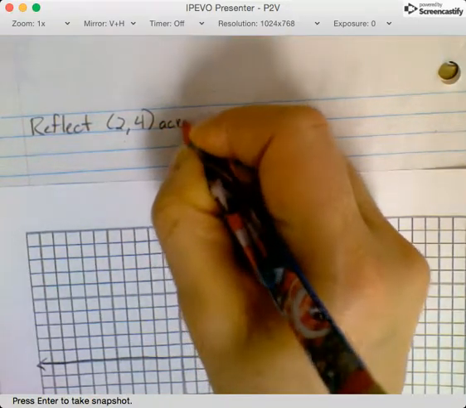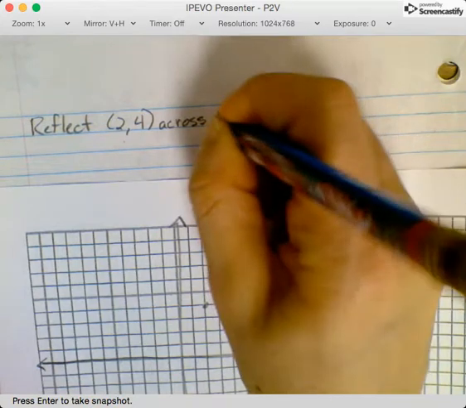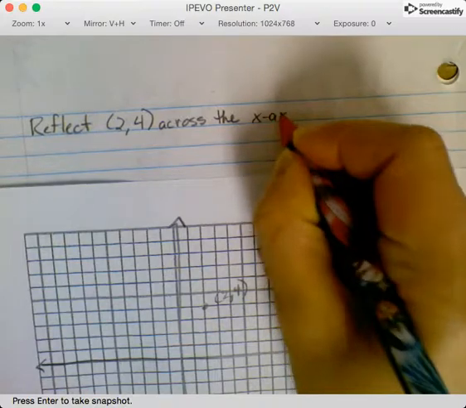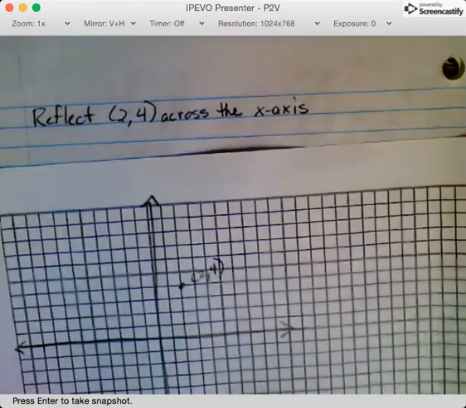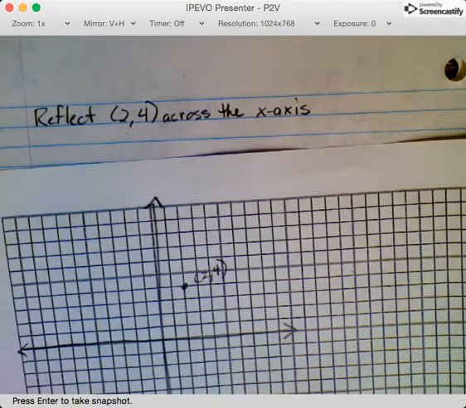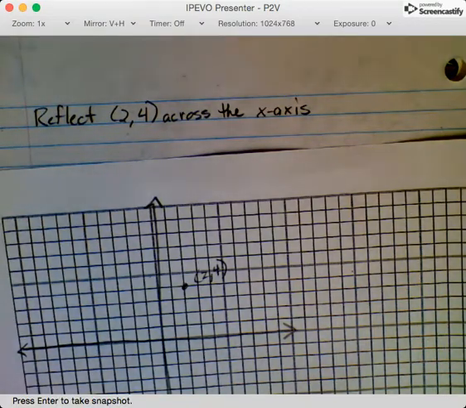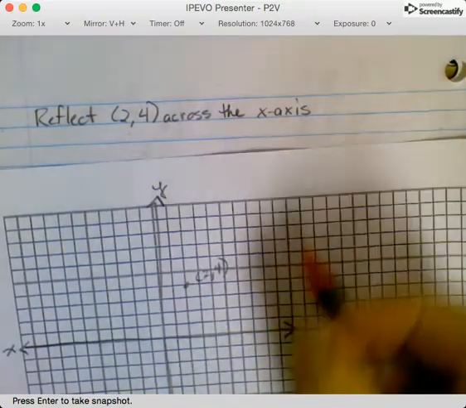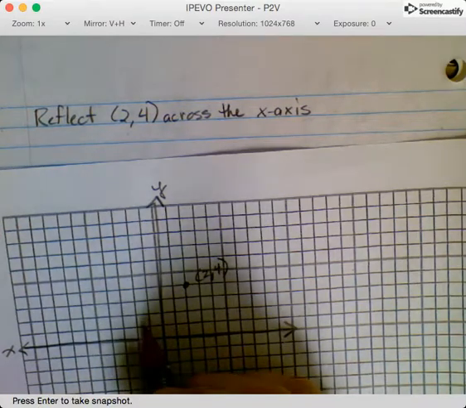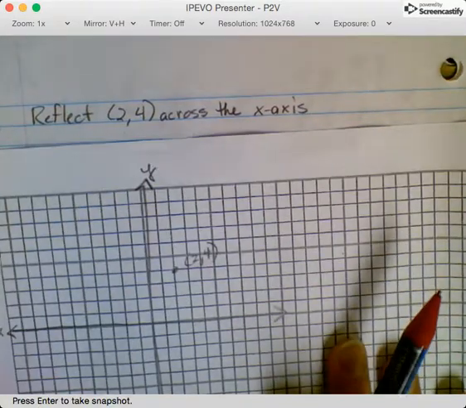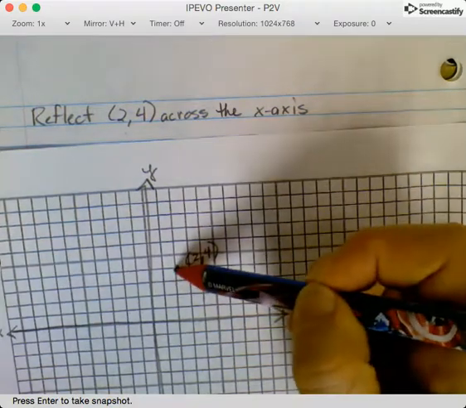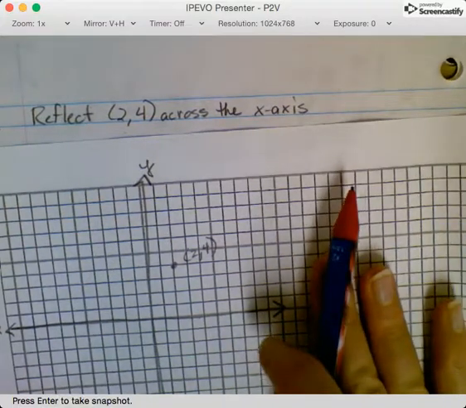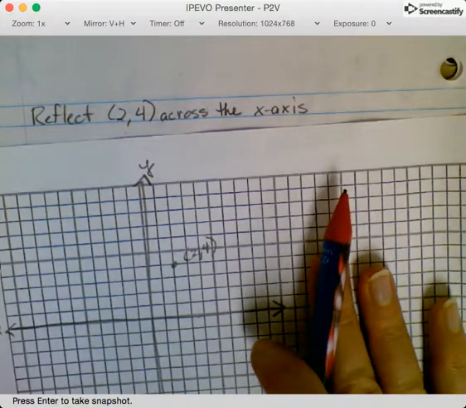across the x-axis, that means that I would reflect it across this axis right here. This is x, this is y, so this axis right here is my x-axis. So that means that the only thing that is going to change is I'm going to have it exactly on the other side. So this goes with our lesson on symmetry also.